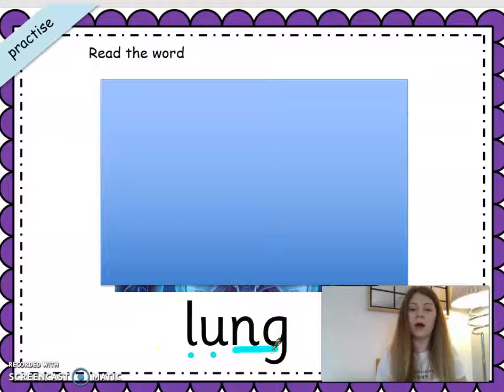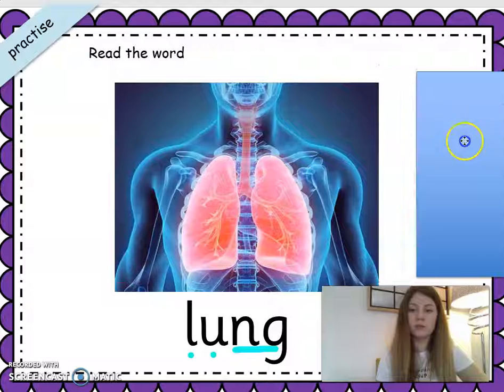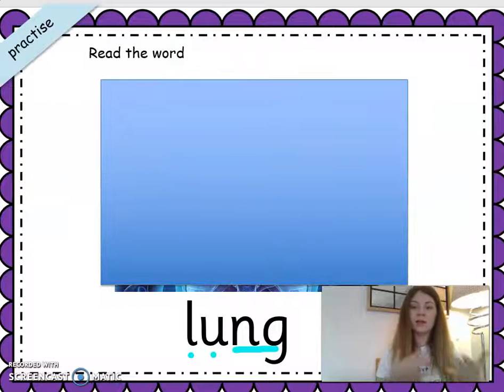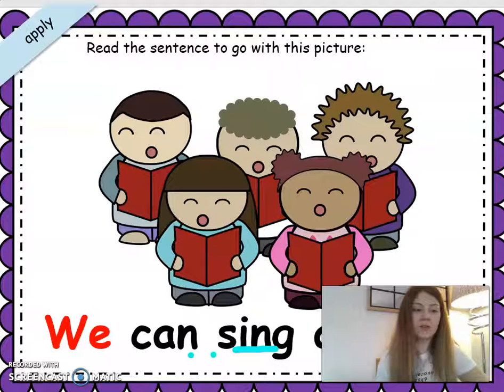L-a-ng, l-a-ng, l-a-ng, lung. Let's have a look at a picture of some lungs. Do you know what a lung is? A lung is in your chest and it helps you to breathe. Okay, it takes in oxygen and helps you to breathe in and out. Okay, let's have a look at the next one.